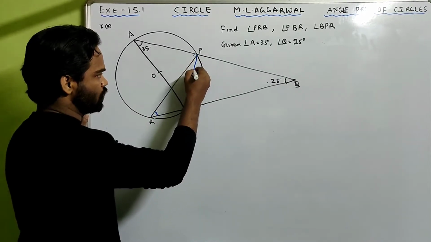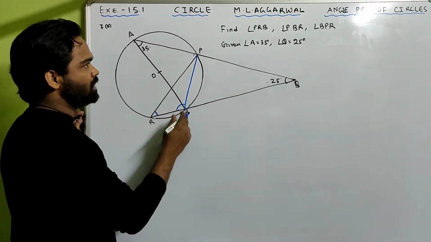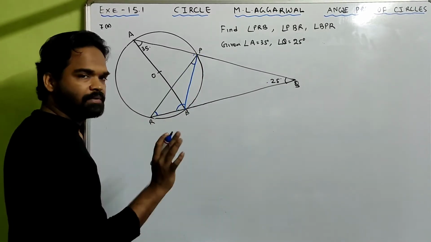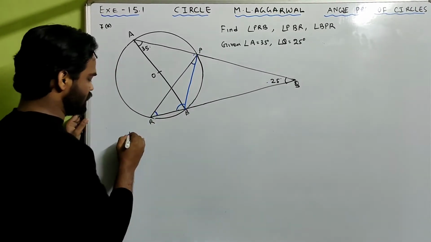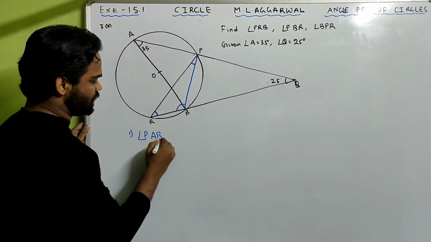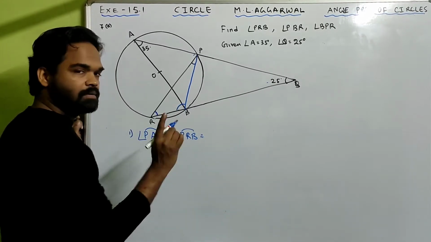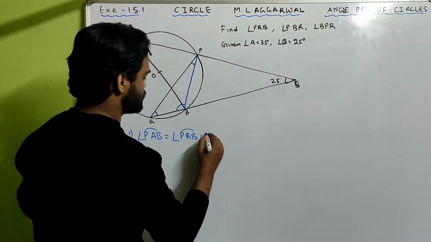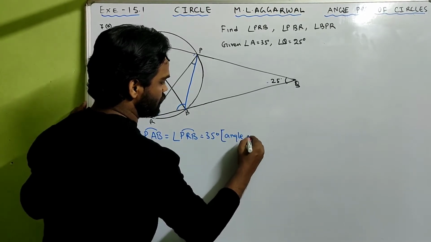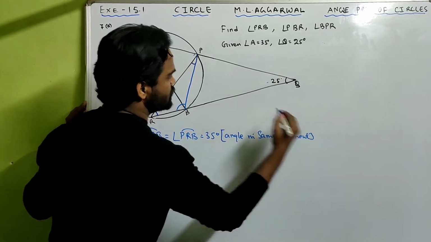So we need to find PBR and BPR, which means all the angles of the triangle PRB. The first one, if you look, very easy. Angle PAB is equal to PRB, same segment. See, PB, PB. You need to look at the diagram properly, that's equal to 35 degree. We write angle in same segment, isn't it?